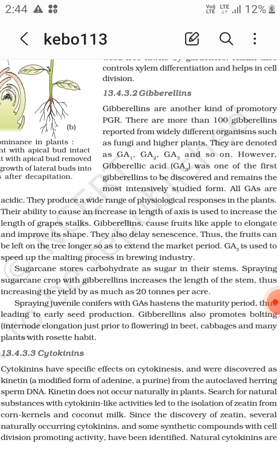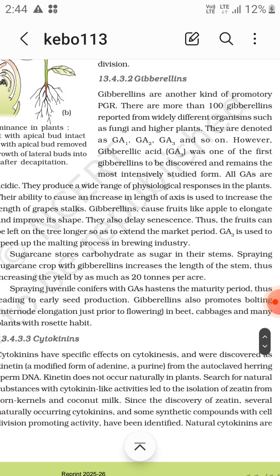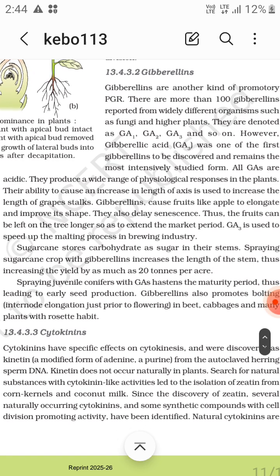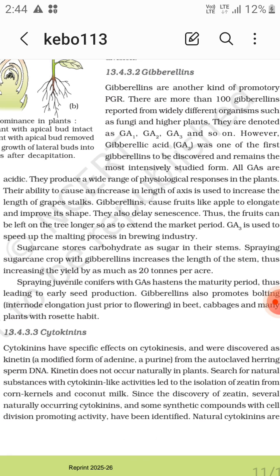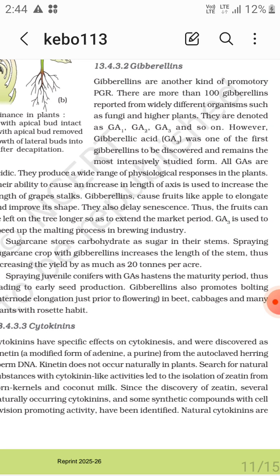Now gibberellins, that is GAs, produce a wide range of physiological responses in the plants. Their ability to cause an increase in the length of the axis is used to increase the length of grape stalks. Gibberellins cause fruits like apple to elongate and improve shape. Gibberellins also delay senescence, means they delay the aging, they delay the old stage.